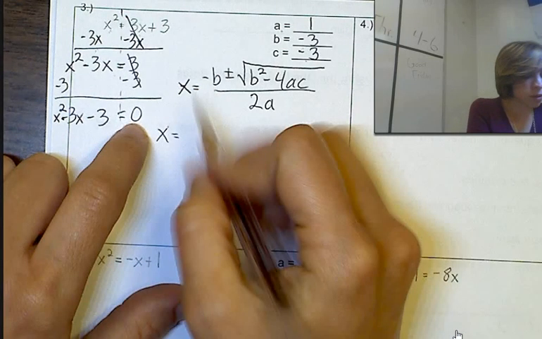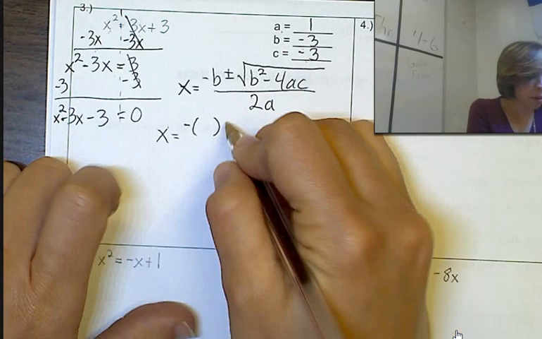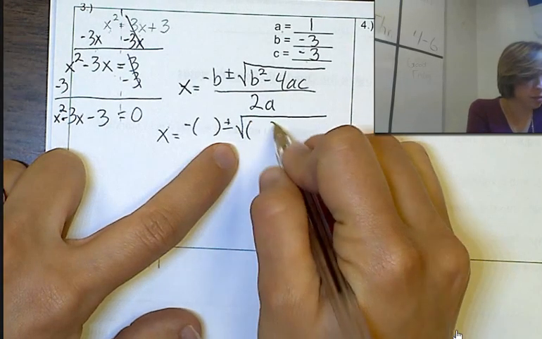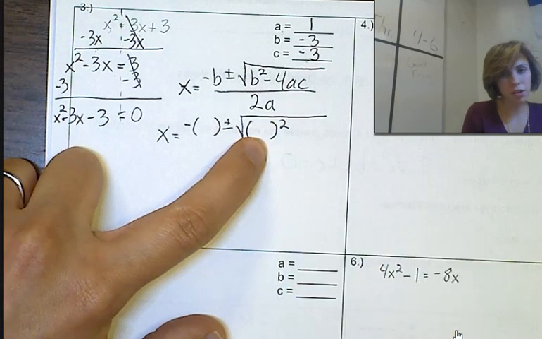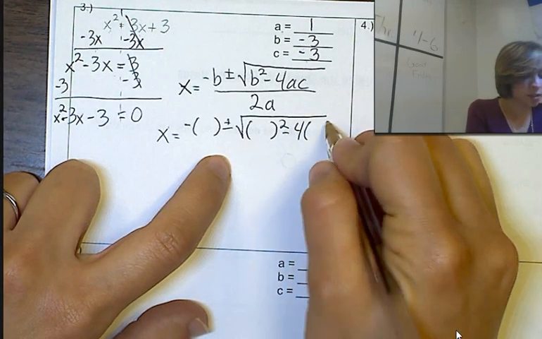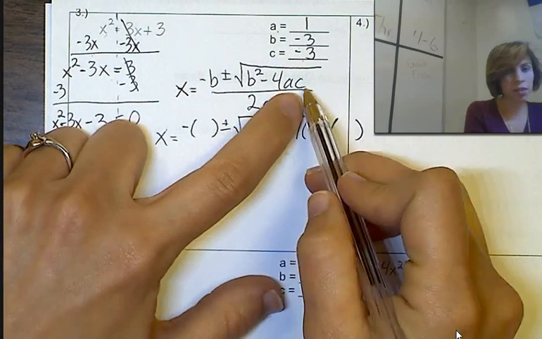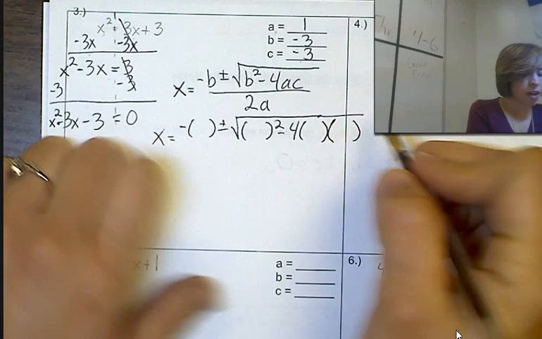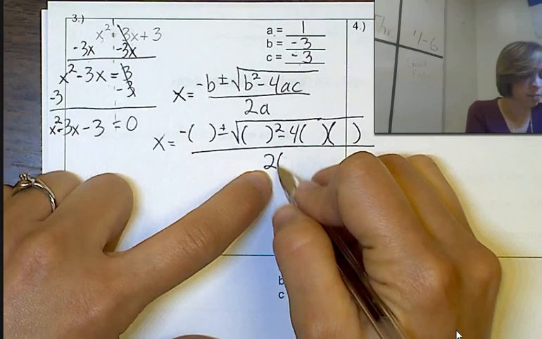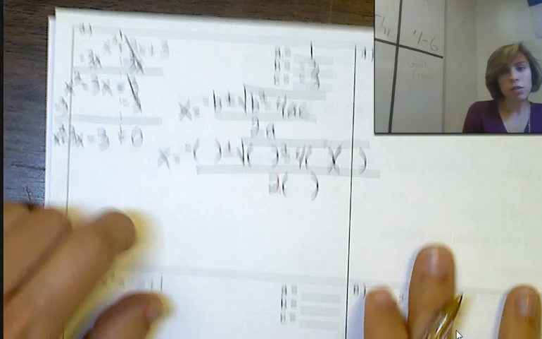So we're going to have negative parentheses, because that's where a b is going to go, plus or minus the square root of parentheses squared, because that's where the other b is going to go, minus 4 parentheses, that's where my a is going to go, parentheses, that's where my c is going to go. And then all of this is going to be over 2 times parentheses, which is going to be my a value again. So let's plug it in.